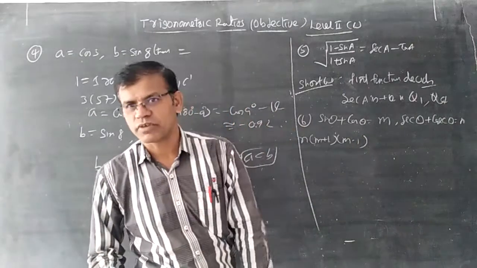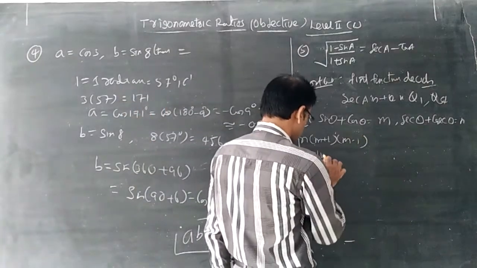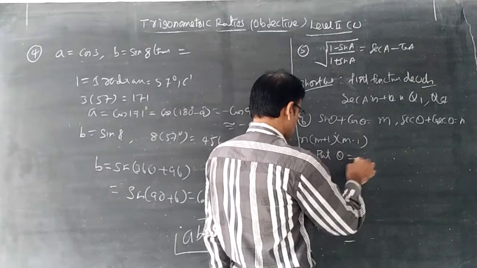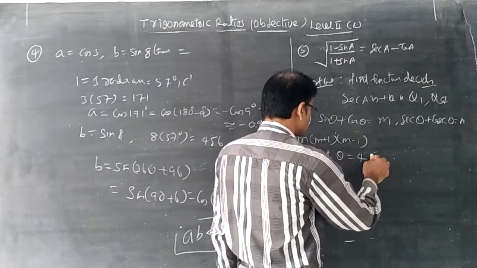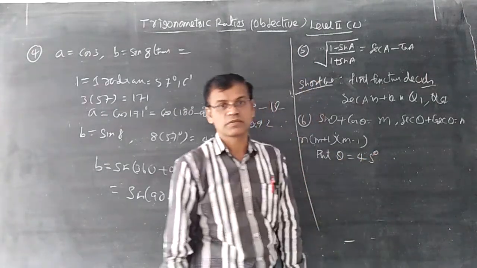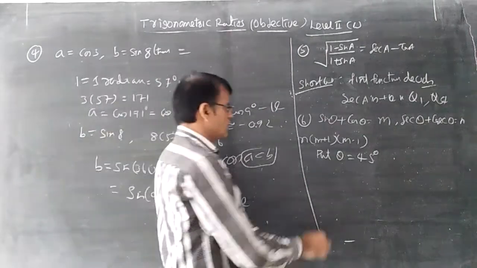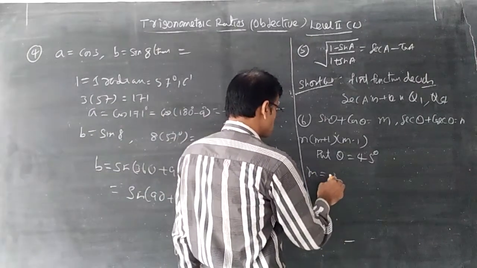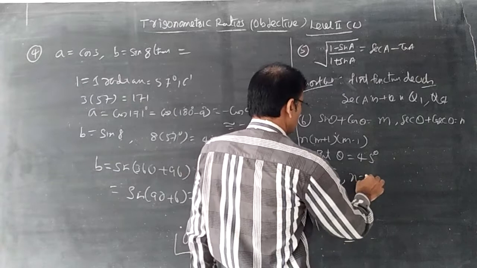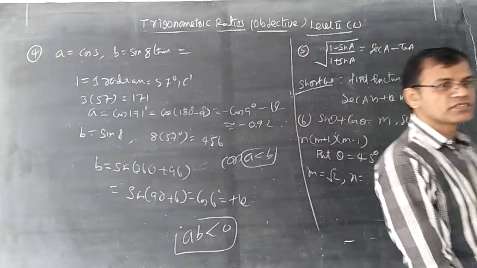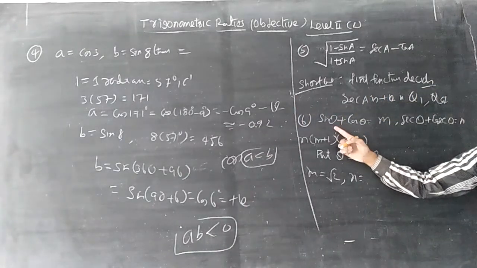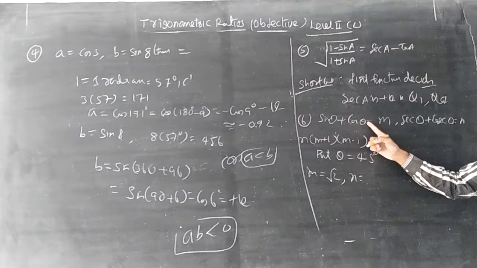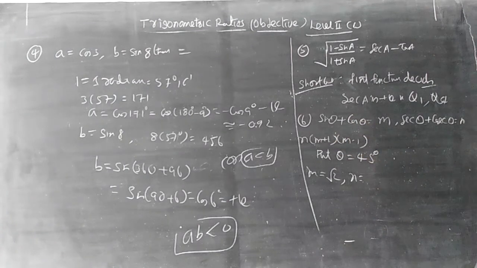Put theta equal to 45. Students, using shortcuts, so many sums you can do easily. So m becomes root 2. How did you get it? What is the sin 45 value? 1 by root 2. Cos 45 value is 1 by root 2. 1 by root 2 plus 1 by root 2 becomes 2 by root 2, and 2 by root 2 is root 2.